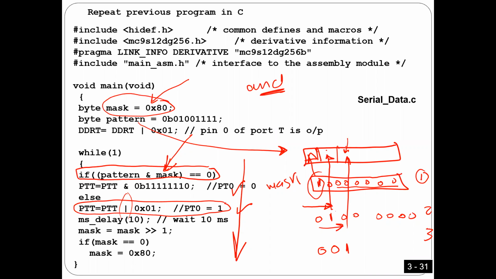Is that clear, guys? Let me say it this way. In the very beginning, the 1 should be here in the mask because I'm going to check this bit. And then every iteration I'm going to shift the mask by 1 so that I can check this one, then this one, then this one. That's exactly what I'm doing here. Look here, guys.